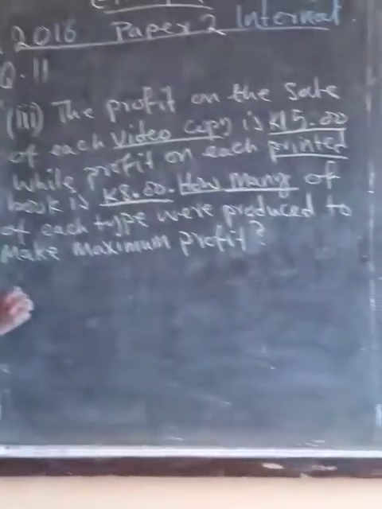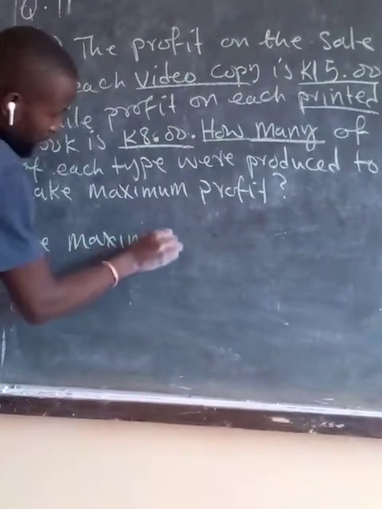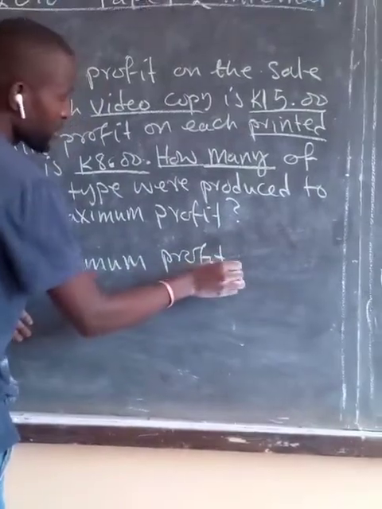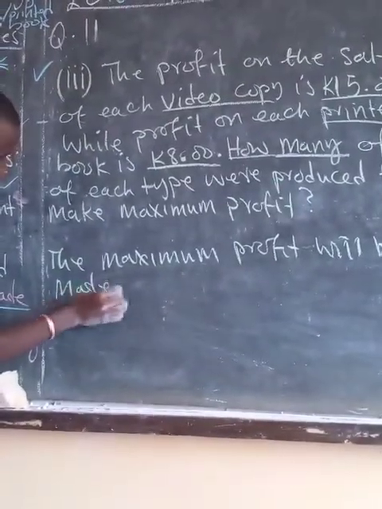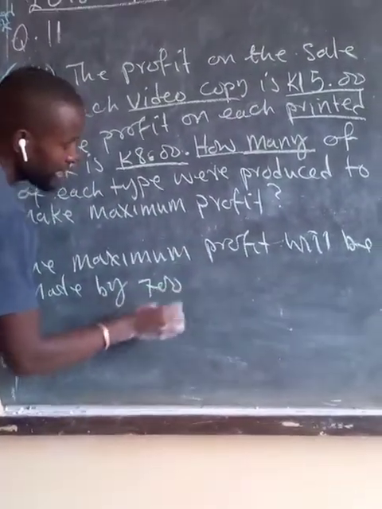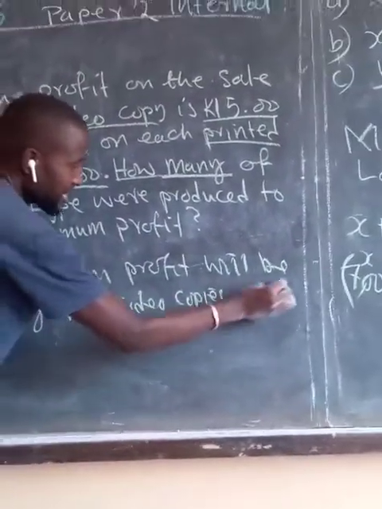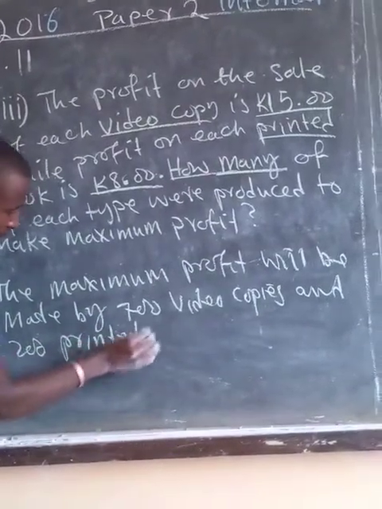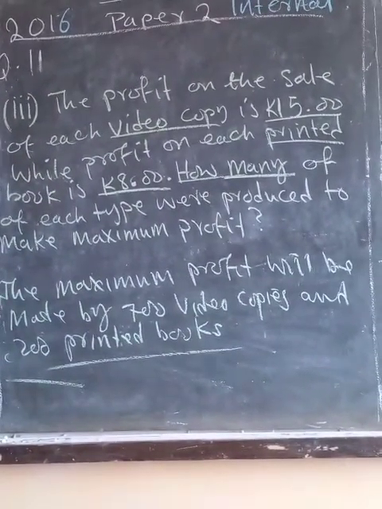So to conclude, we are saying that the maximum profit will be made by how many video copies? 700 video copies, and how many printed books? 200 printed books. Done. So this is how you answer the last part.